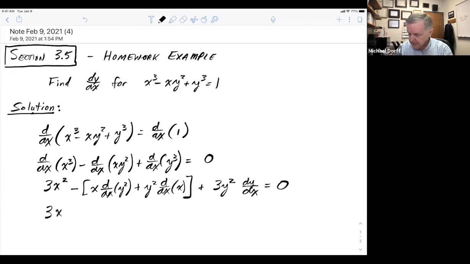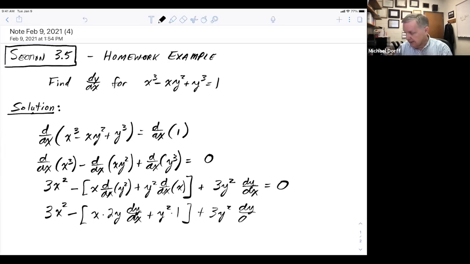Continuing, I have 3x squared minus, now I've got x times d dx of y squared. That's going to be 2y, and because I'm doing the derivative and my variable is y there, I get a dy dx for that term, plus y squared times the derivative of x, which is 1. And because the variable is x and I'm doing the d dx, I don't need to write any dx term there. Plus 3y squared dy dx, and that equals 0.